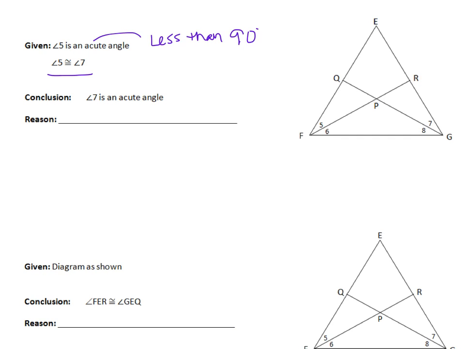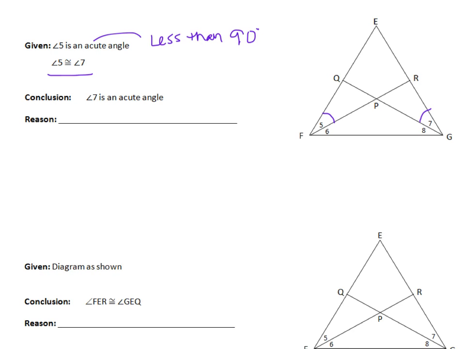So I'm going to go ahead and mark that congruency. Here's angle 5, congruent to angle 7. So make sure you guys are marking those in your notes. So the conclusion that somebody made is that angle 7 is an acute angle. Well, what's the reason for that? I mean, it kind of makes sense, doesn't it? If angle 5 is an acute angle and they're congruent to each other, then wouldn't angle 7 be an acute angle also? Yes, it would.